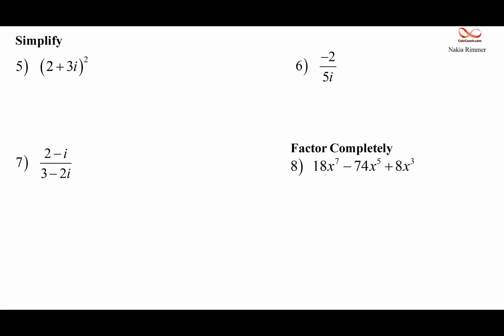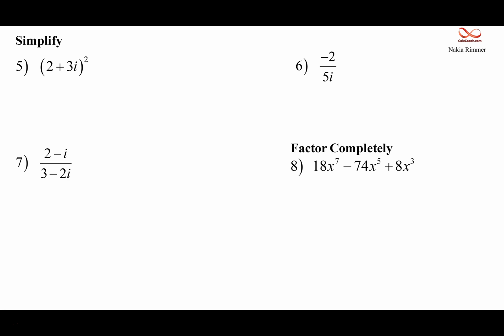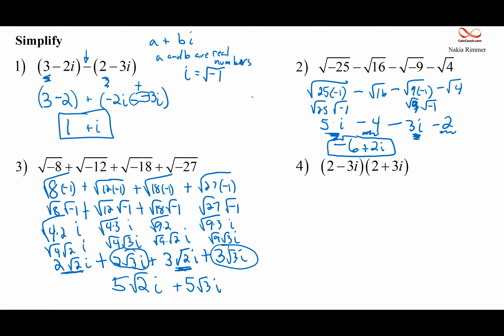Now what we're going to do to combine these is combine rad 2's with rad 2's, giving us 5 of them, 5 rad 2i. And then we have rad 3 with rad 3. Combining those, we'll have 5 rad 3i. And we can just leave that answer like that. There's no combining. We could factor out the I. Let's just leave it like it is.